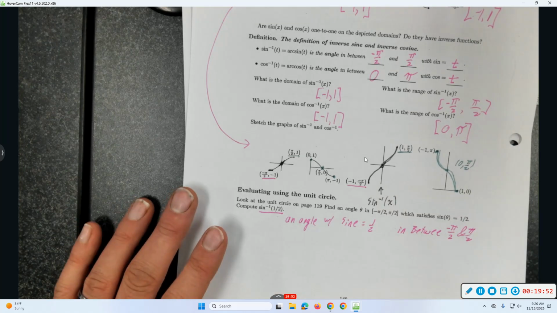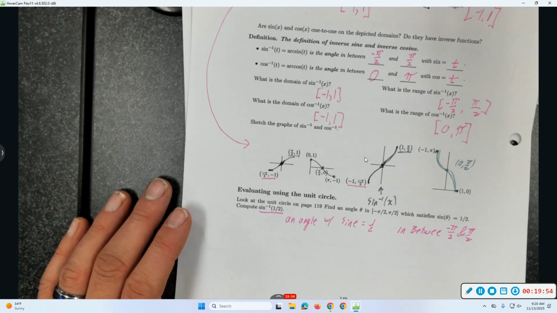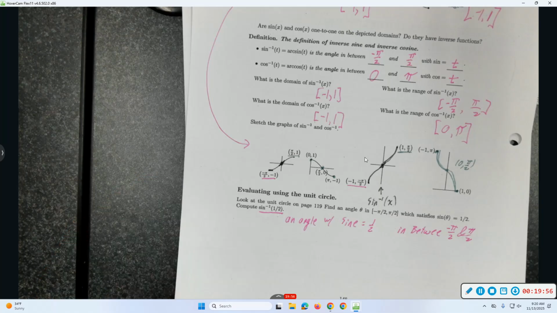Alright, how many people still carry that unit circle with them? You should, right? Take it out and use it to answer that question.